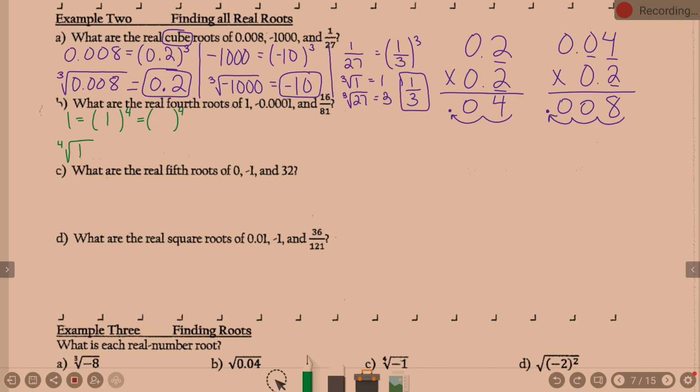It was an even root again, right? We were still working in fourth roots. So every time it's an even root, it would be plus or minus. Yep. And that's exactly what I'm going to write out when we get to the end of this section.